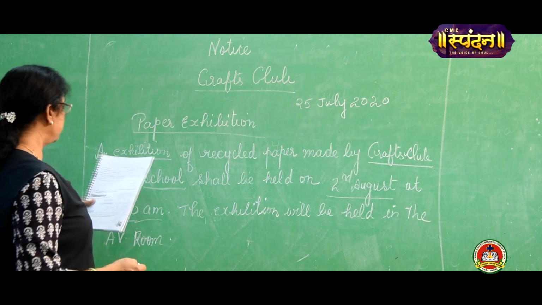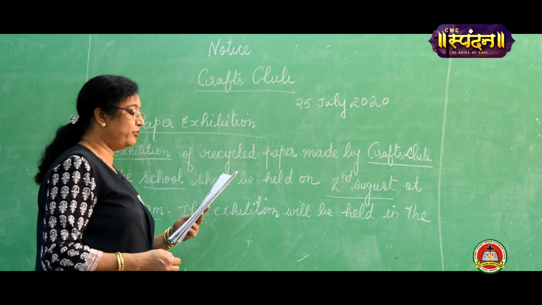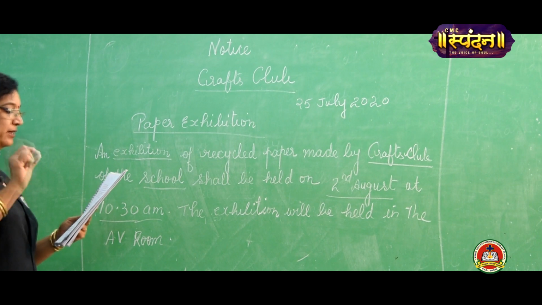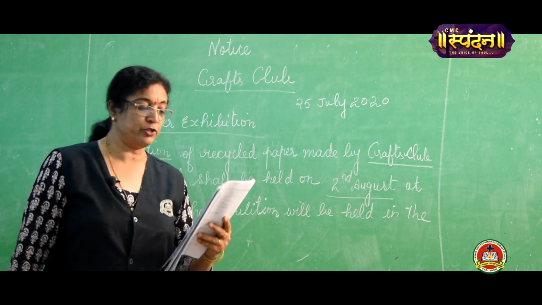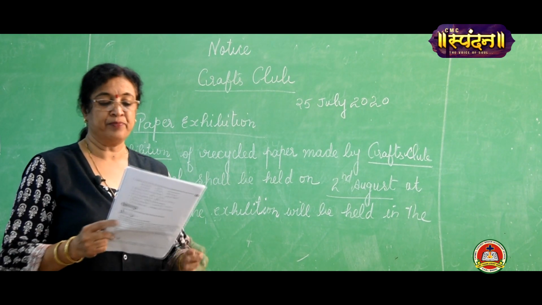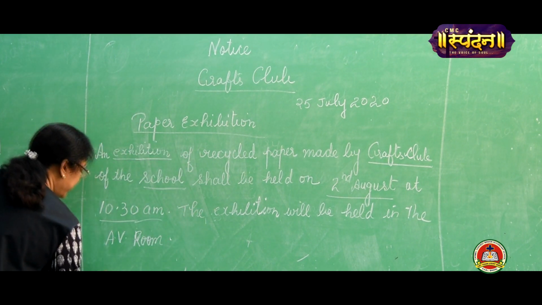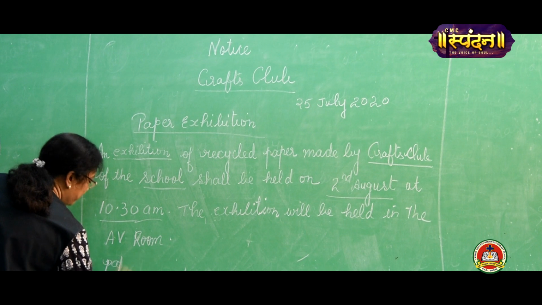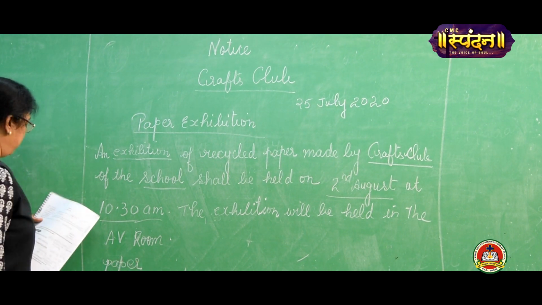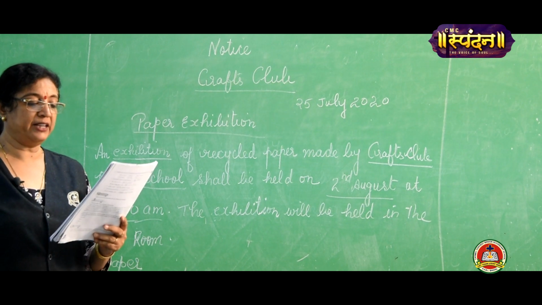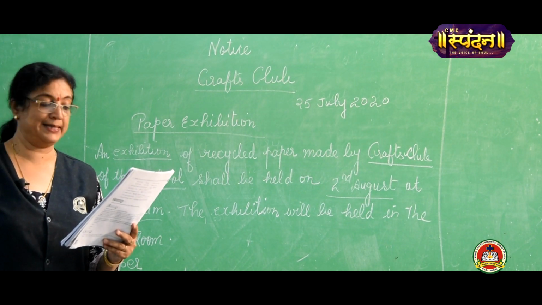Now the second part is, students shall give a demonstration of recycling paper. I am not writing the whole thing, I will write down the blank there. Students shall give a demonstration of recycling paper. Several articles made from recycled paper. So the word here, it will come paper. Which word will come? Paper. Paper such as letter pads, envelopes, carry bags and greeting cards shall be put up for sale.